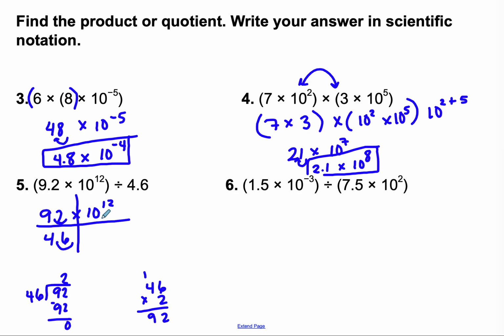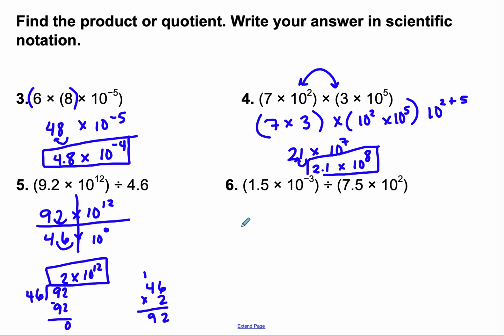Okay, and then I'm not really dividing this by anything. If I wanted to write this 4.6 in scientific notation, I could write it times 10 to the 0 power, because 10 to the 0 power is 1. And 12 minus 0 is still 12. So I have 2, and then it's going to be times 10 to the 12th power. Is that scientific notation? Yes, the first number is in between 1 and 10.